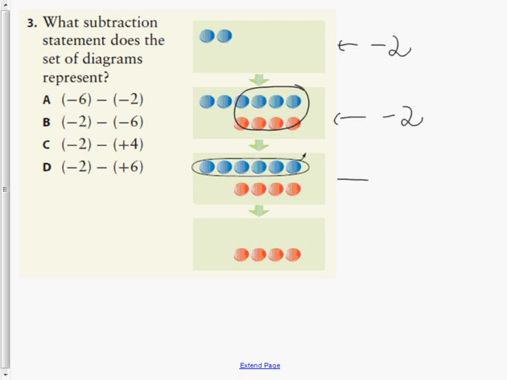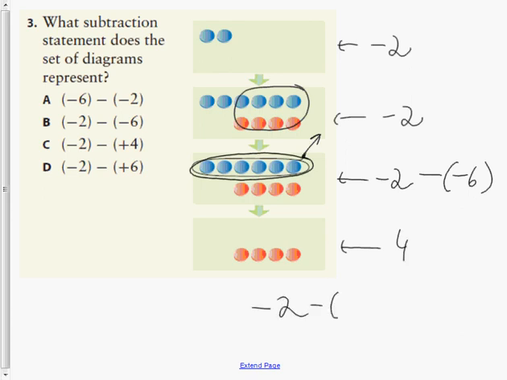But here, we see that we are taking away 6 negatives. So we started with a negative 2, and we took away 6 negatives. And our last picture is what's left over, which is the answer, and that's 4. So really, we have negative 2 take away a negative 6 equals a positive 4. So which one of those is it? Negative 2 take away a negative 6. Your answer is B.